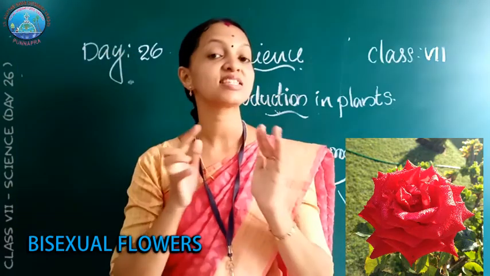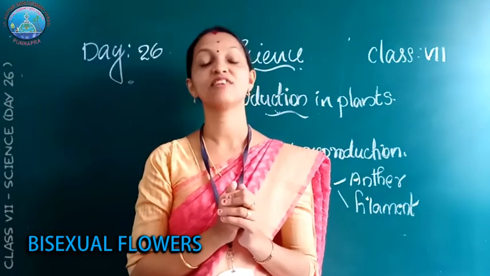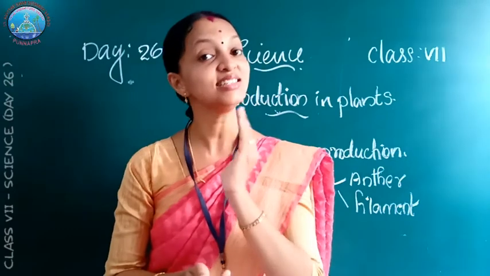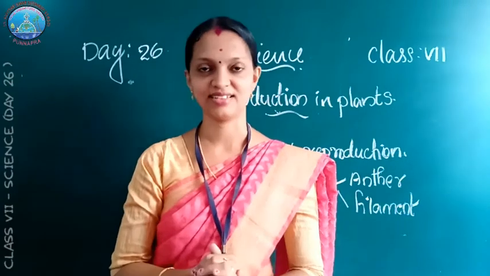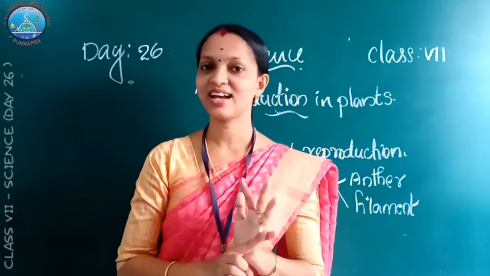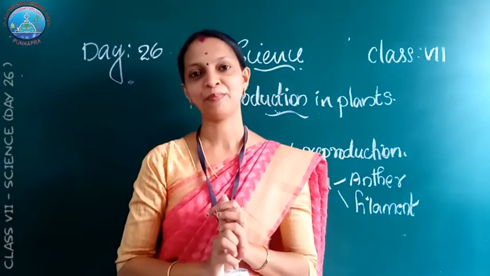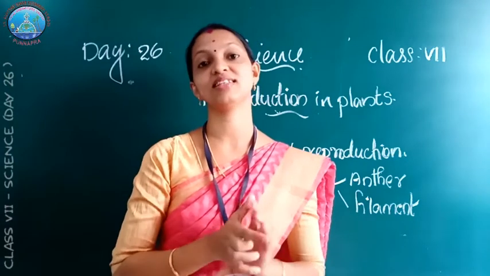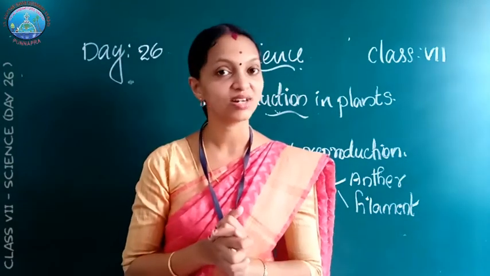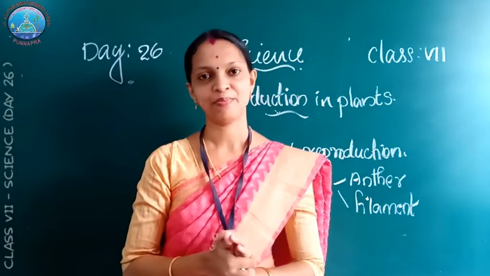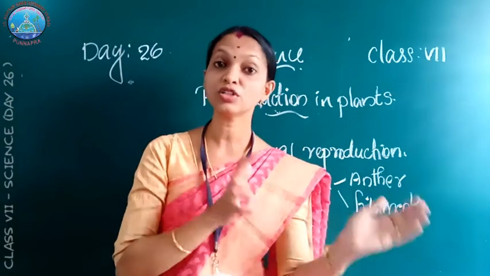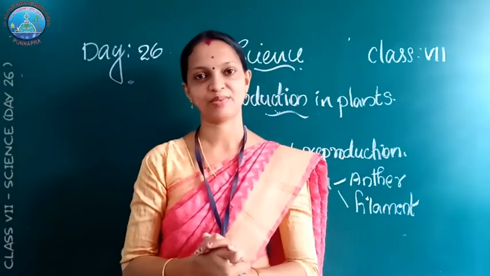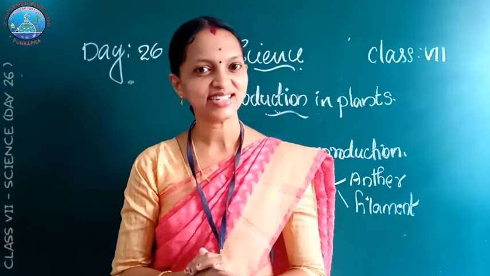So, the flower is the reproductive part of a plant. The flower consists of stamen and pistil. The stamen contains anther and filament, and the pistil consists of style, stigma and ovary. Flowers which contain either only the stamen or only the pistil are called unisexual flowers, and flowers which contain both stamens and pistil are called bisexual flowers. Do you understand, dear children? Okay.